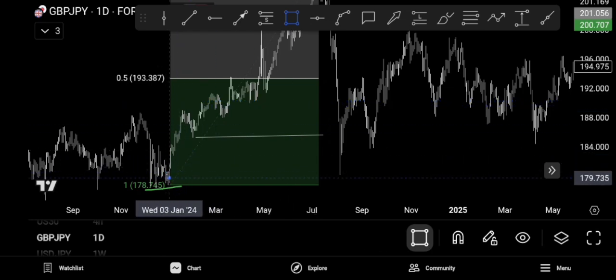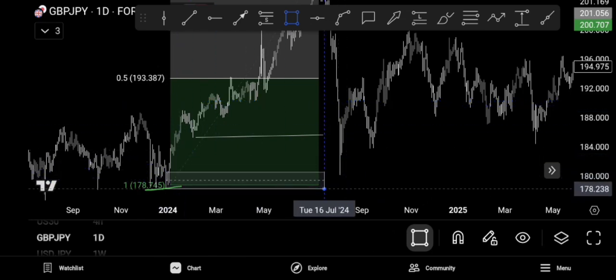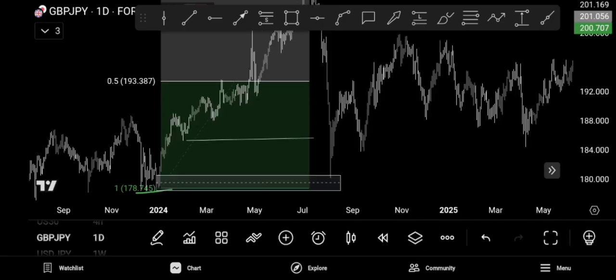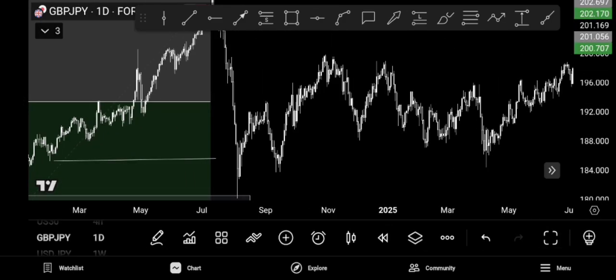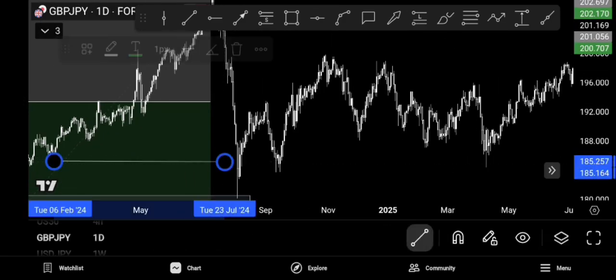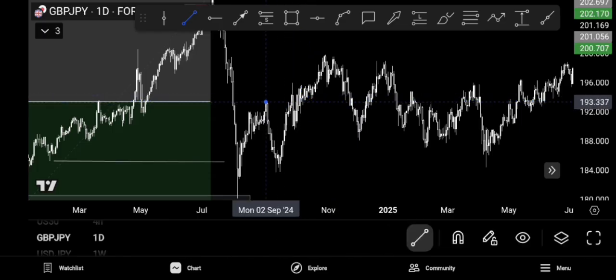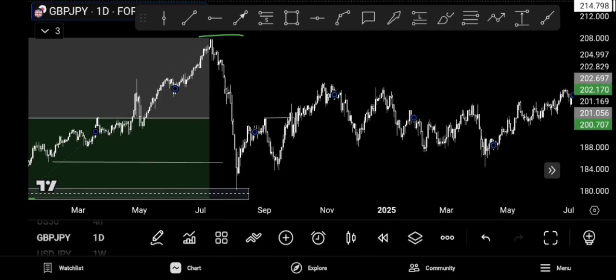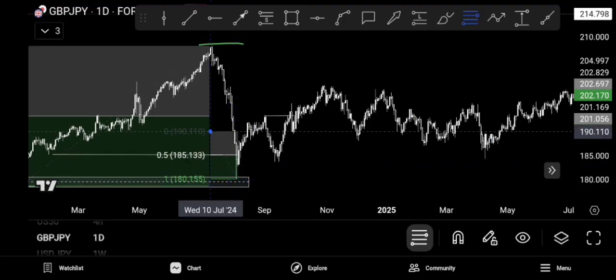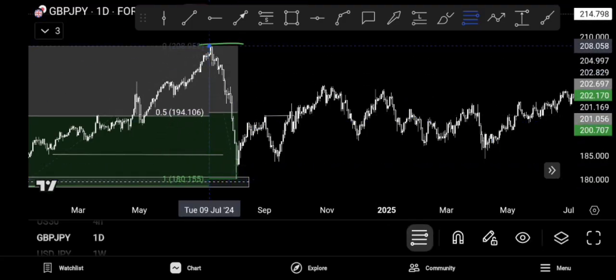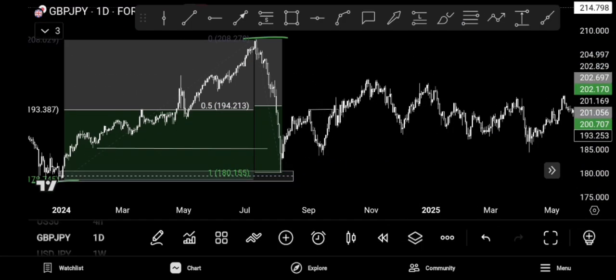React from this demand zone here, giving us a sweep here and also a break here, right? So this is now our recent range. Our recent range. This is where we want to work with.